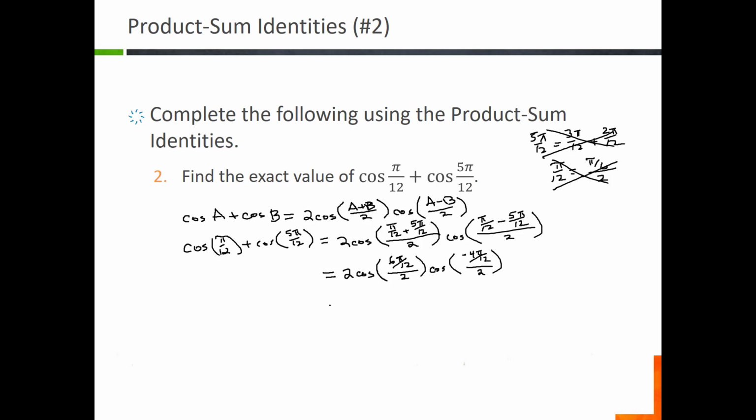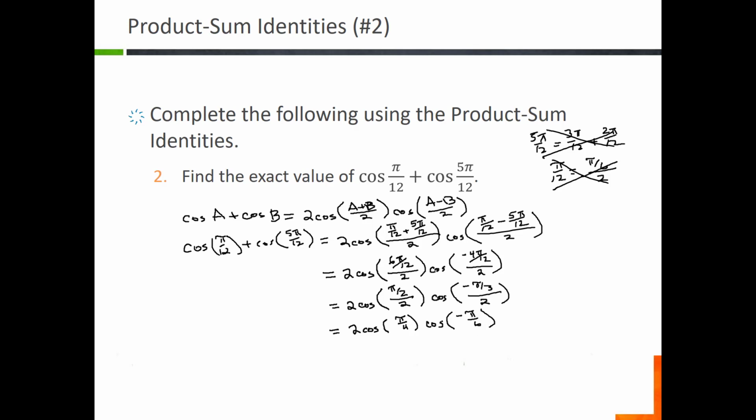So let's simplify those fractions first. So 2 cosine, so 6 pi over 12, the 6 and the 12 reduce down to just pi over 2. And again, that's over 2 times the cosine of a negative 4 pi over 12 will reduce down to pi over 3. And again, that is over 2. And then let's get rid of the over 2. So let's simplify that. So we have 2 cosine. So pi over 2 divided by 2 becomes pi over 4. And then a negative pi over 3 divided by 2 becomes a negative pi over 6. Okay, so we've simplified this down to really nice expressions here.